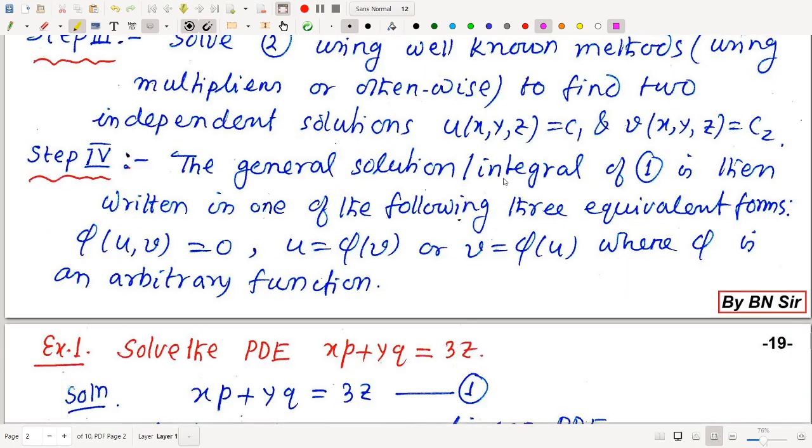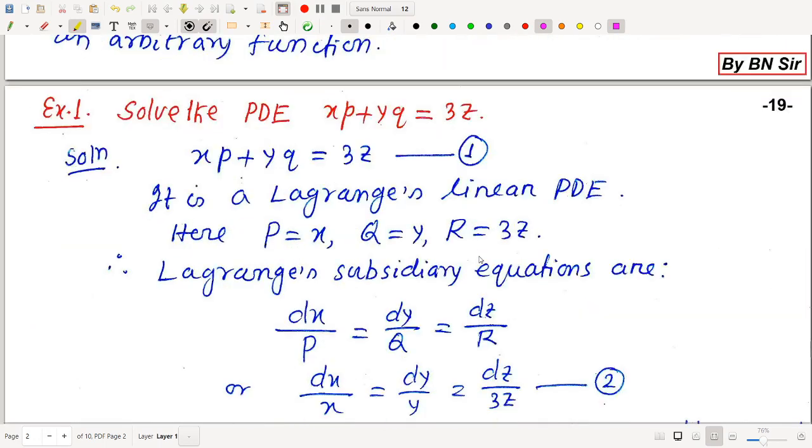The general solution or general integral of the PDE, Lagrange's linear PDE number 1, is then written in one of the following three equivalent forms: phi(u, v) equal to 0, or u equal to phi(v), or v equal to phi(u), where phi is an arbitrary function. Now let us solve some problems.